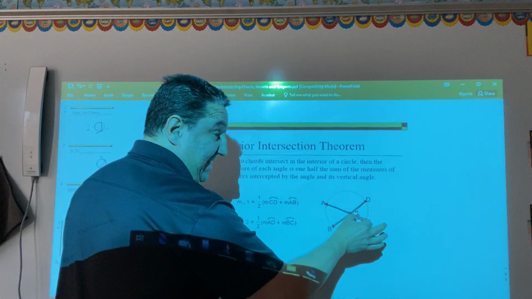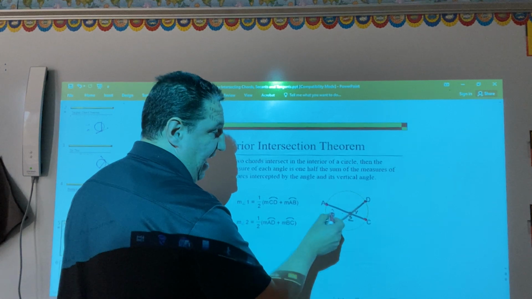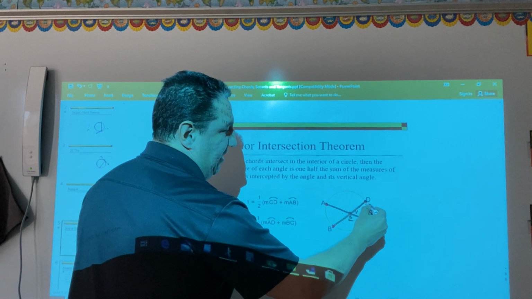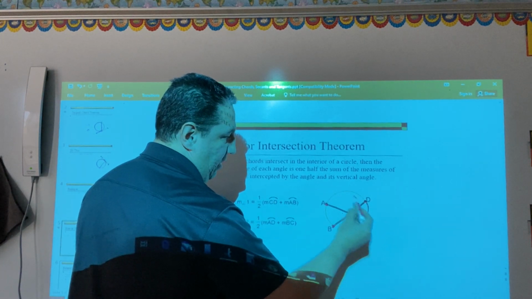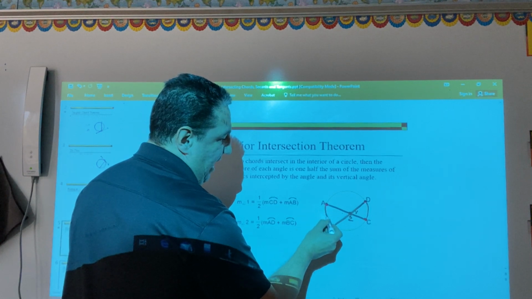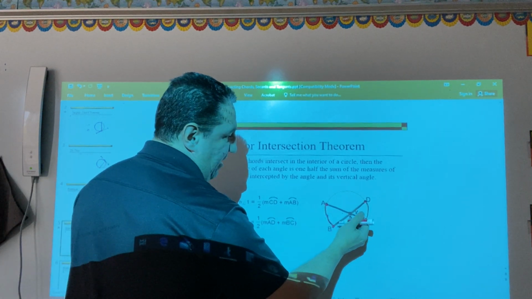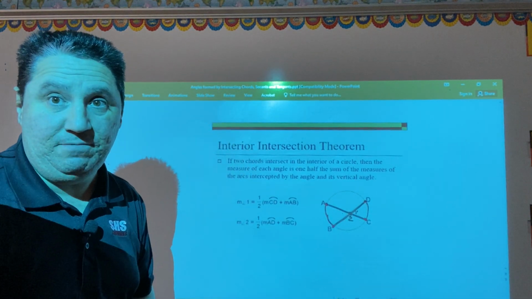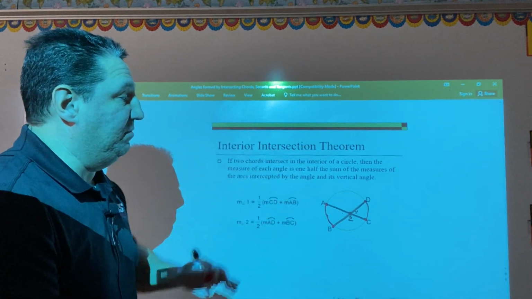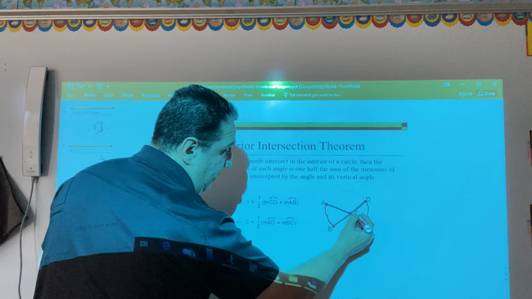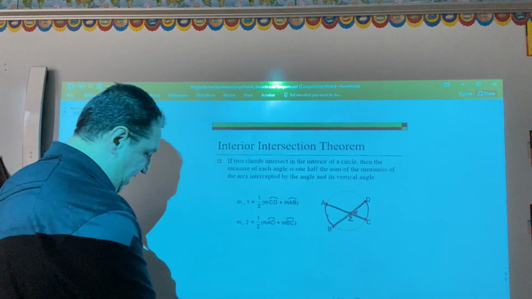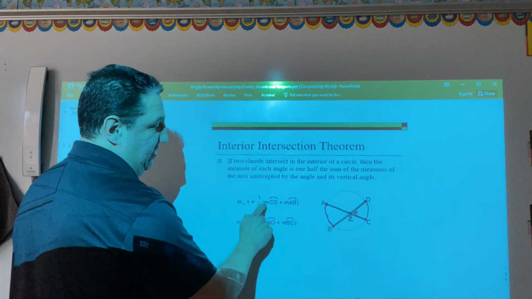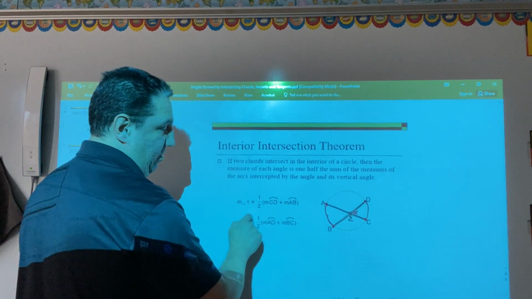Now, this angle and its vertical angle intercept the circle at D and C. This is the first arc, and A and B. In fact, this angle has two intercepted arcs, right? Now, the theorem states the measure of angle 1 is half of the sum of the intercepted arcs, which is CD plus AB.